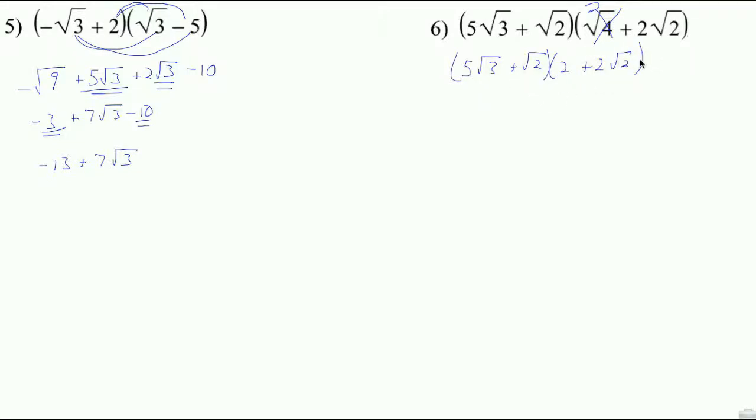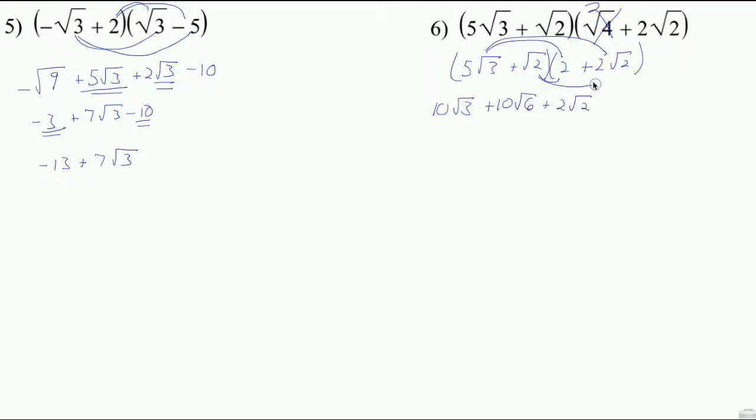Now we can't simplify any of this stuff, so we go ahead and multiply. 5 root 3 times 2 is 10 root 3. You multiply the thing that's not within the radical, nothing to multiply root 3 with. Multiply these. 5 times 2 is 10. Root 3 times root 2 is root 6. Next one, 2 times root 2 is just 2 root 2.